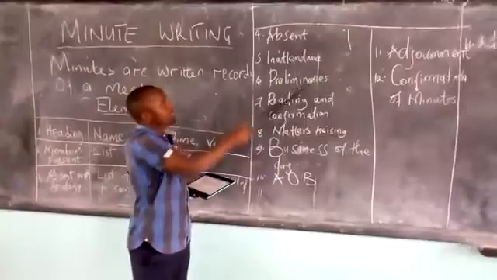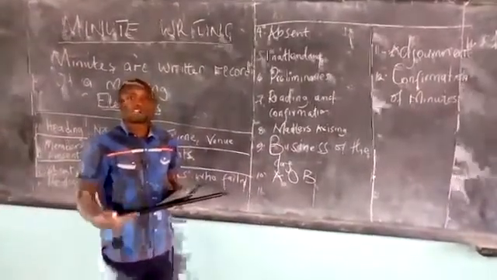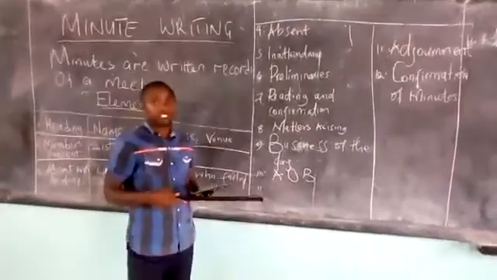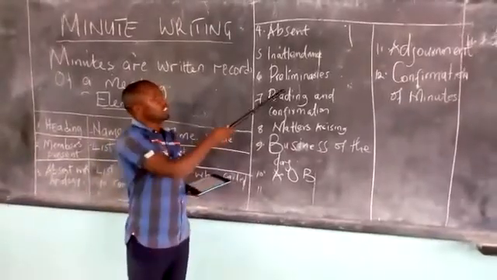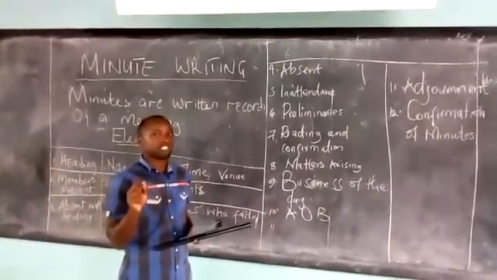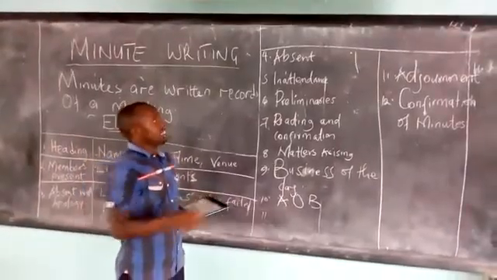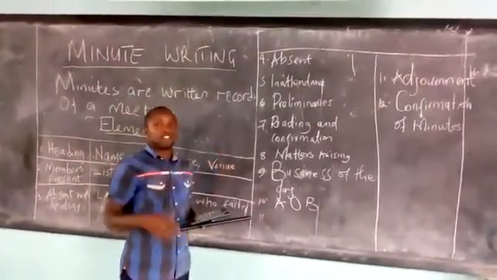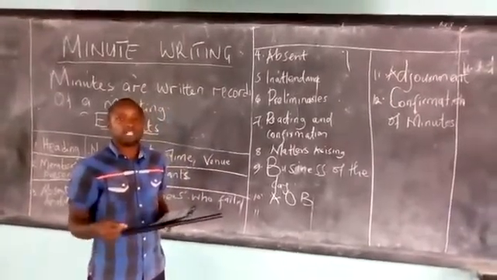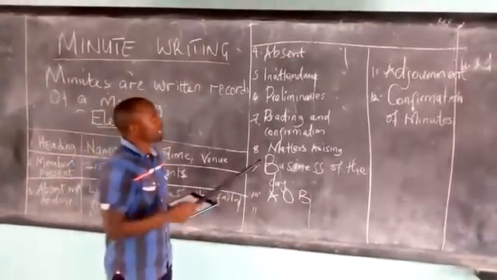The next one is preliminaries. This one is written in prose, and it is a record of the activity that was done to open the meeting. Mostly, because most of us are Christians, the meeting will be opened with a prayer. Remember, most of us say word of prayer, but it is supposed to be prayer. And here, for example, you will say, the meeting was opened with the prayer said by so and so. Then the chairman welcomed all the members and thanked them for being punctual.